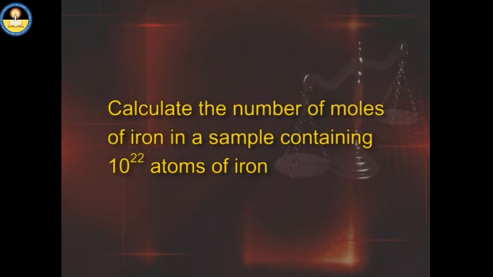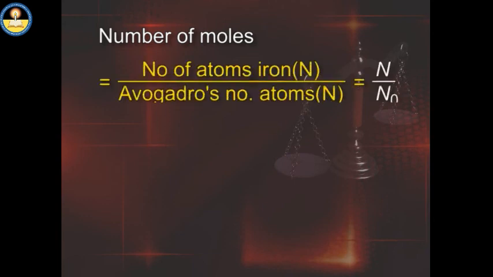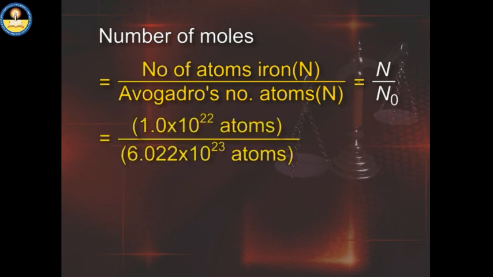We will now solve a problem. Calculate the number of moles of iron in a sample containing 10 to the power 22 atoms of iron. Solution. Number of moles is equal to the number of atoms of iron divided by Avogadro's number of atoms, which is equal to 1 multiplied by 10 to the power 22 atoms divided by 6.022 multiplied by 10 to the power 23 atoms. That is 0.0166 mole.